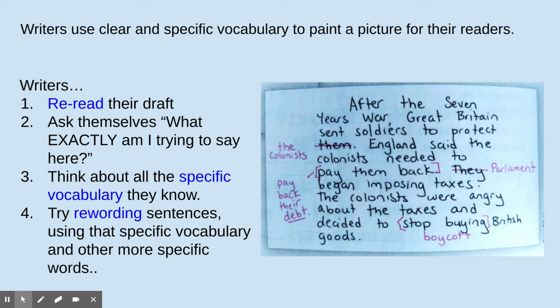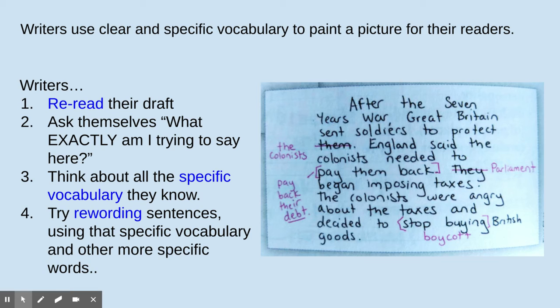So let's read this the way the author originally wrote it. I'm going to read only in black. This is a passage about the events leading to the American Revolution. After the 7 Years' War, Great Britain sent soldiers to protect them. England said the colonists needed to pay them back. They began imposing taxes. The colonists were angry about the taxes and decided to stop buying British goods.